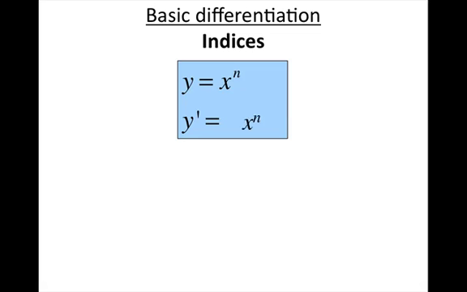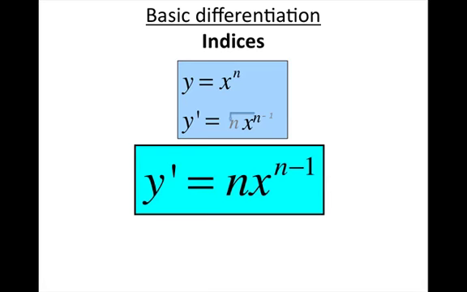So what you do with that x to the n is you bring down the power. So whatever the power is, you bring it down. So it becomes nx to the, and you minus 1 from the power. So it's y dash, or the derivative, is equal to n times x to the n minus 1. Bring down the power, minus 1 from the power. That easy.